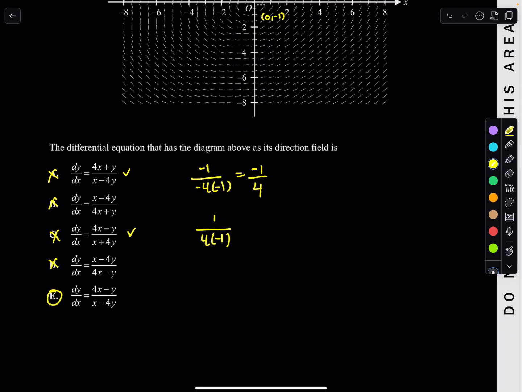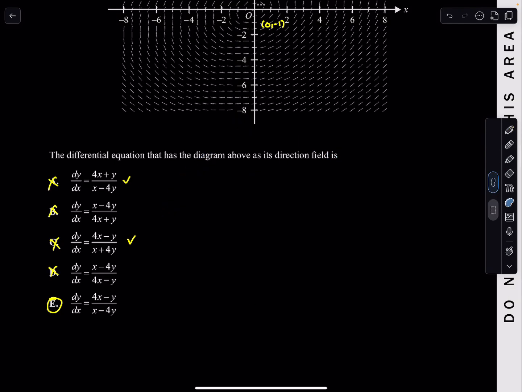So let's try E just as a case. Positive 1, negative 4, negative 1. Yep, that works. This becomes positive. So it's actually E as your answer. Really nice. Wow.